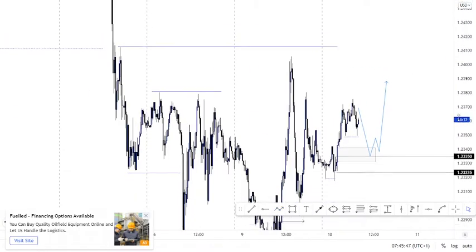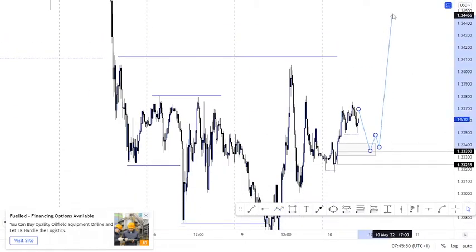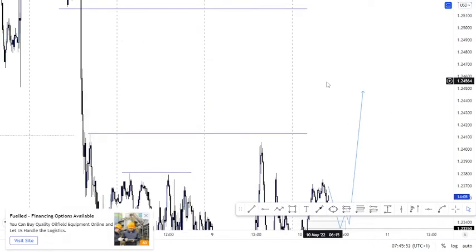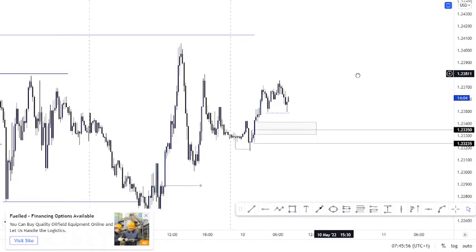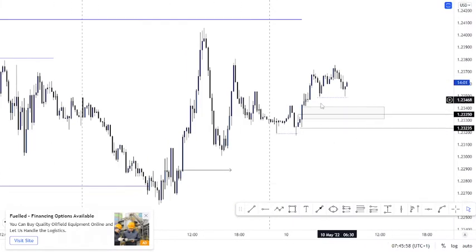I want to see price trade back to here and give me some sort of long opportunity for me to trade back into this level where I've highlighted. So that is basically what I'm looking out for here on GBP USD. I'll be waiting to see the reaction of price here.